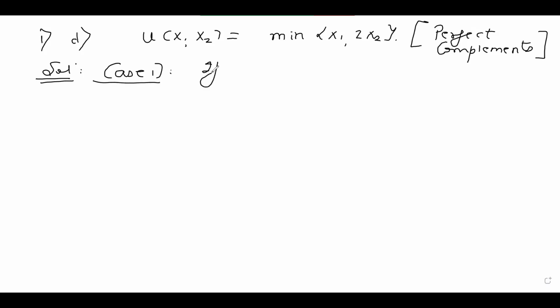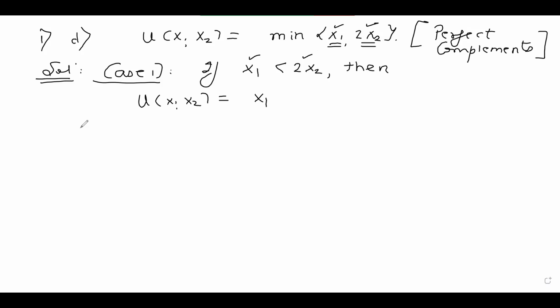If x1 is less than 2x2, then u as a function of x1, x2 will be what? If out of x1 and 2x2, x1 is less than 2x2, then the min of x1 comma 2x2 will be x1 only. This is just x1 because minimum means minimum of the two. Between x1 and 2x2, we are saying that x1 is less than 2x2. We are taking that case. That means the minimum of the two is x1.